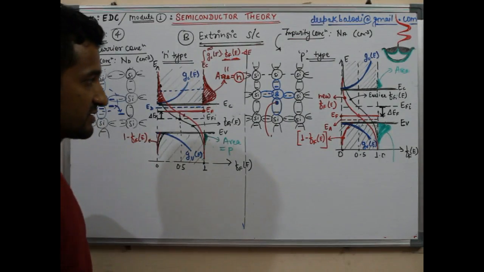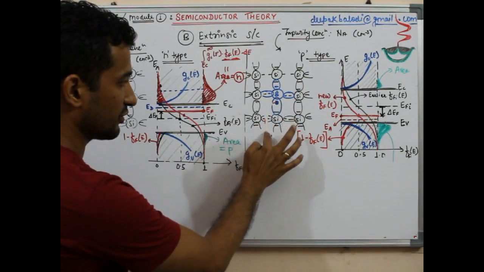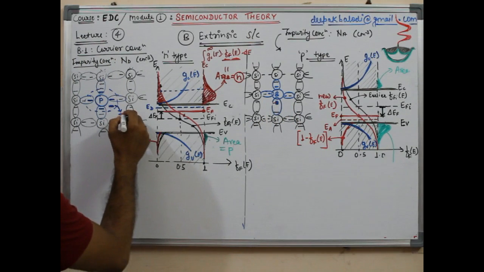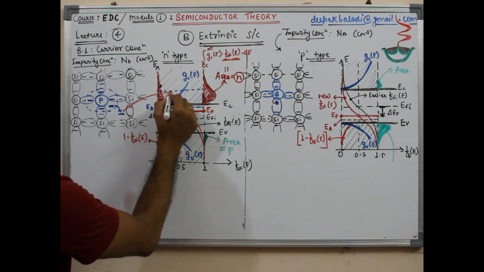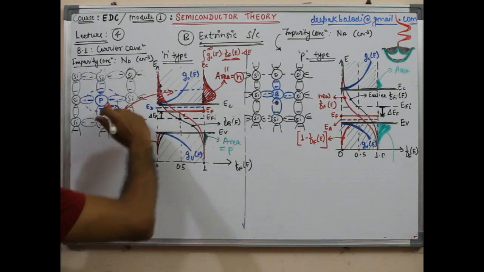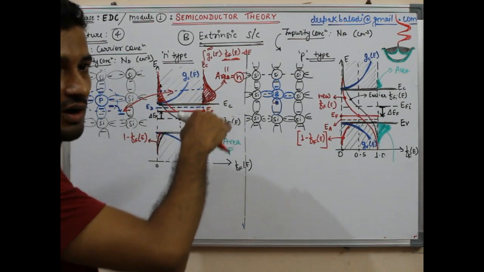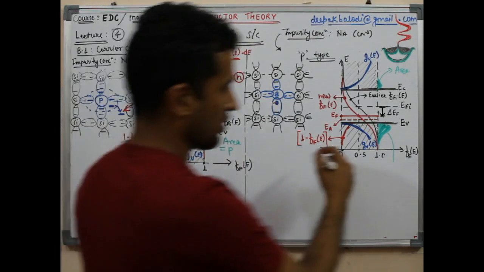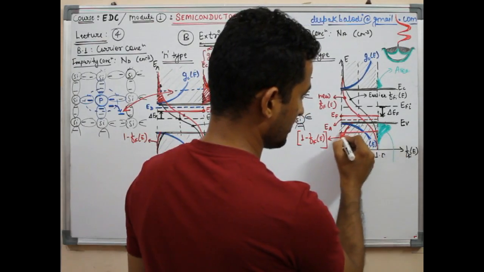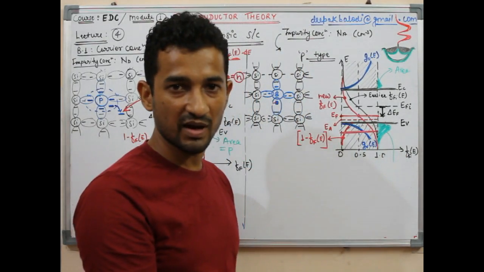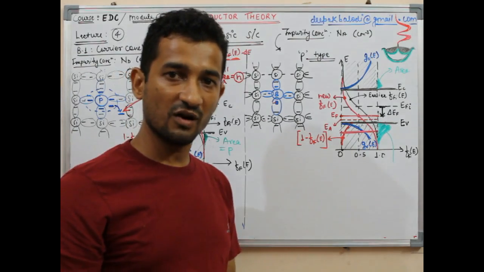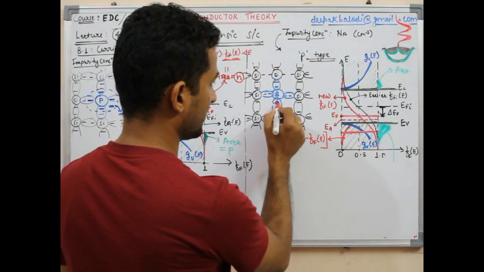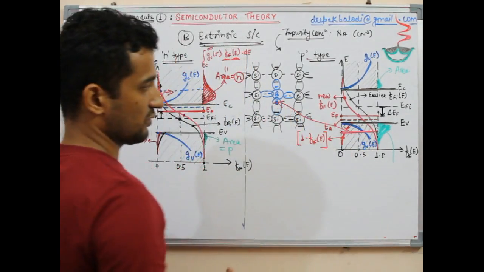Those results are very simple to understand, but before that let me produce a simple picture of analogy. One free electron here resembles one filled energy state here. That means both things are the same. One filled energy state, or a higher probability of being filled by an electron here, is the same as a free electron here. One energy state being filled by a hole means not being filled by an electron. So a higher probability of not being filled by an electron here is the same as a free hole here. So these two things are well in coordination.